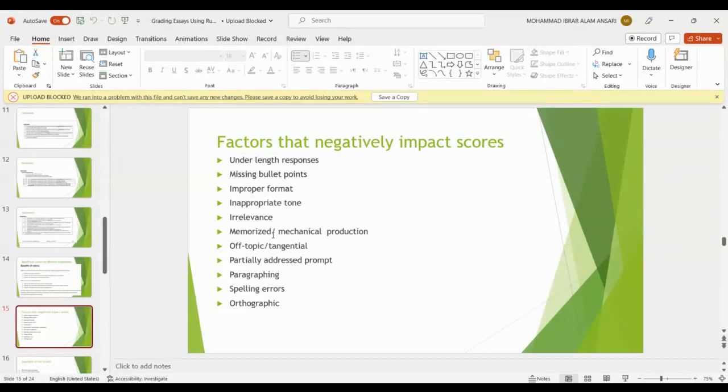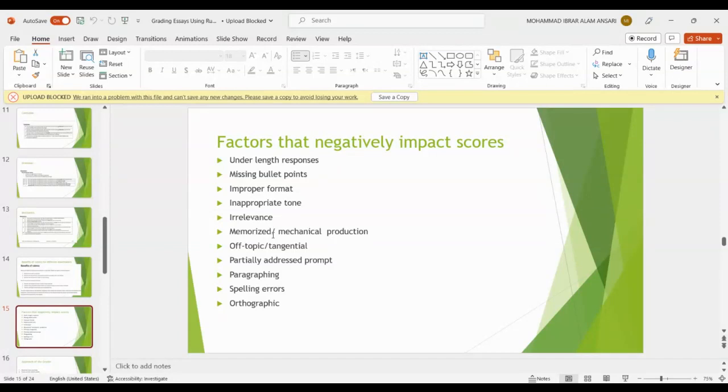Because you see the difference between what they have written in the previous paragraphs and what they're producing in some other paragraphs. So the students lose grades there as well. Sometimes essays are off topic or tangential. They're not entirely on topic. They lose marks. Sometimes they partially address the prompt. They address most of the bullet points, but they leave out some bullet points. So it prevents them from getting a good score.